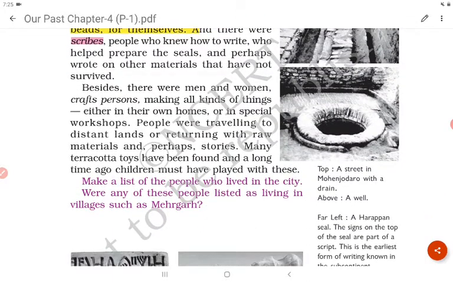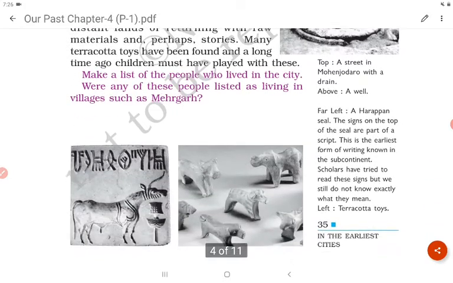Besides, there were men and women, craftspersons, making all kinds of things, either in their own homes or in special workshops. People were traveling to distant lands or returning with raw materials and perhaps stories. Many terracotta toys have been found, and a long time ago children must have played with these. So terracotta toys would mean fired clay made in the shape of toys. Like in this one we can see different animal-shaped terracotta toys.